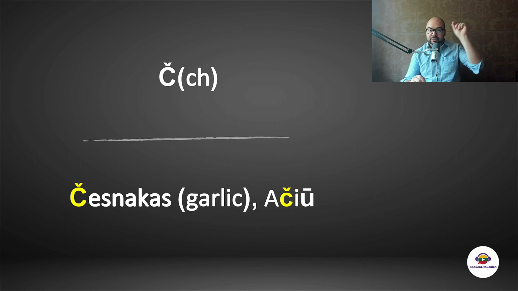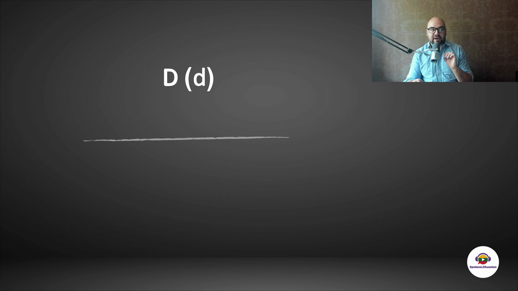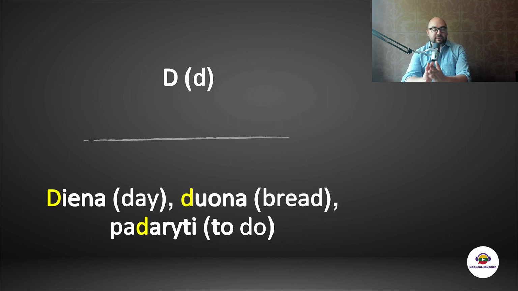Like "check please." Even the E here is like check, similar sounding, right? Česnakas, garlic, or ačiū, the word that you already know, right? Ačiū, thank you. Česnakas, ačiū. Okay. Now we have the D sound. The D, it's like D, very similar.